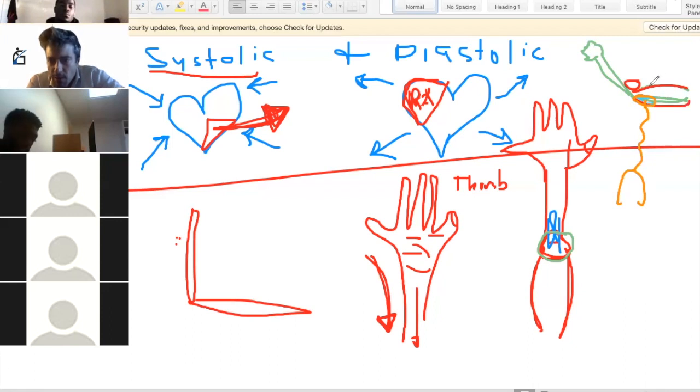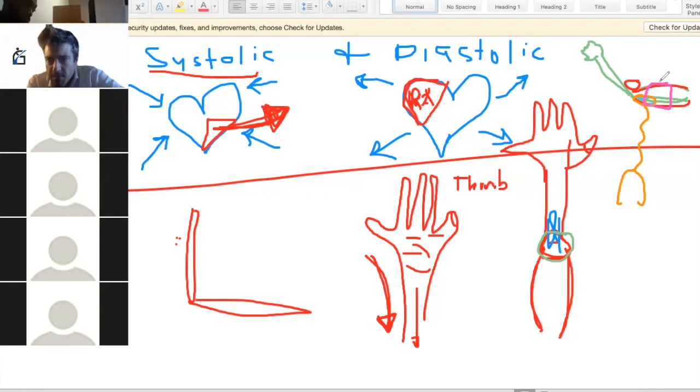You're also going to take the blood pressure cuff, and the cuff goes around the arm. The cuff is the thing that has that little bulb next to it. You squeeze the bulb, squeeze the bulb, squeeze the bulb, and it tightens the cuff around the arm. The arrow of the cuff is going to be directly over the brachial artery, which is at the bottom of the bicep. You squeeze the bulb, and it tightens up the cuff over the bicep.